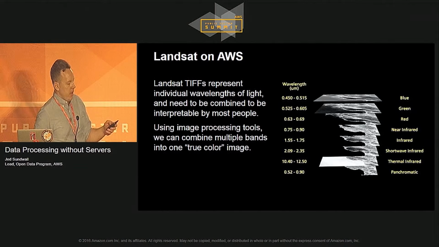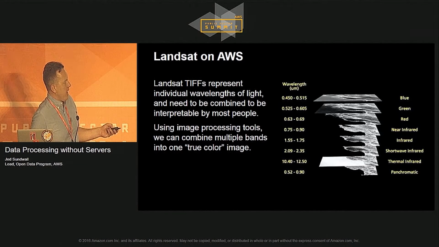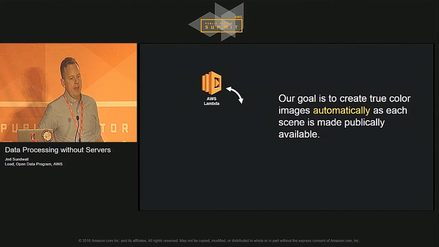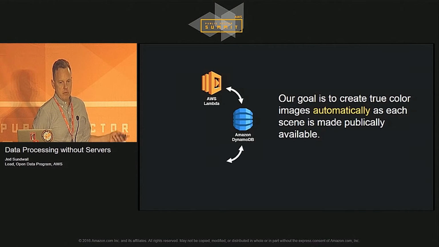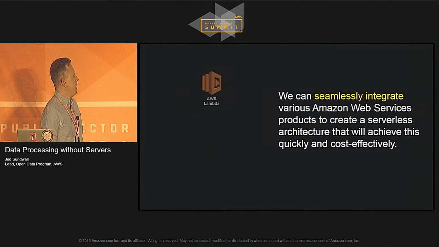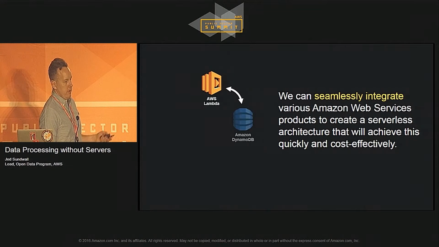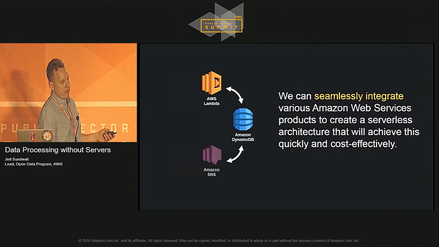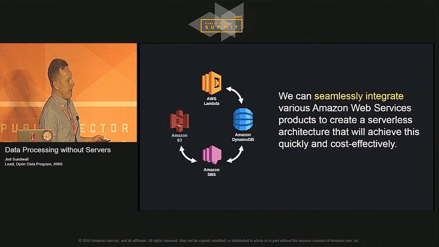And like I said, here's another visualization of the raster data, showing how an image comes together. So what we're going to do with Lambda is take those individual bands of data and turn them into a natural color image that anybody can see. And we're going to do this automatically, and we're not going to use any servers that we administer for this. As you can see, we're going to seamlessly integrate various services, and what we're going to talk about today are Lambda, obviously, S3, which I talked about quite a bit, DynamoDB, and SNS.